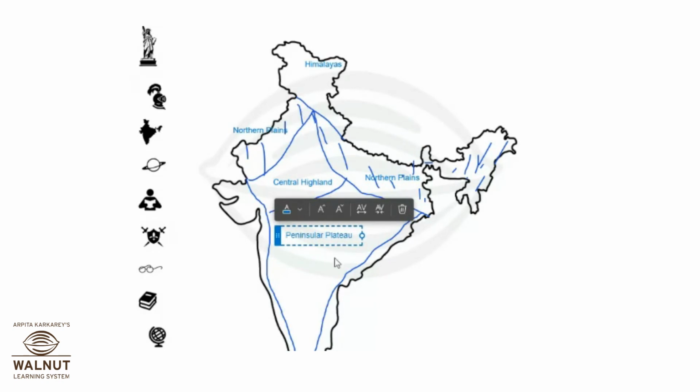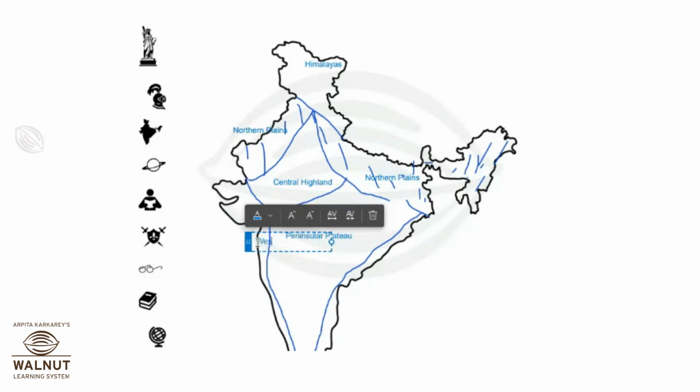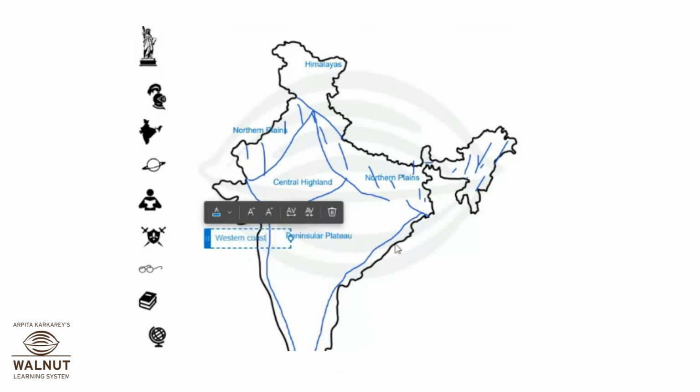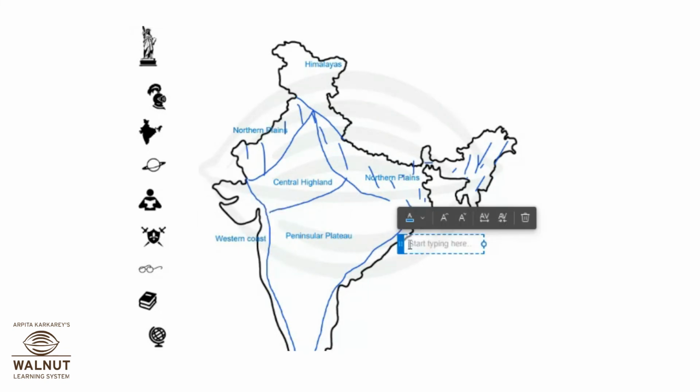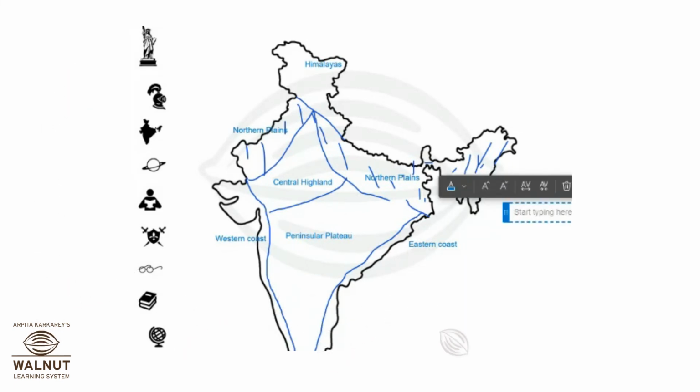It lies in the Deccan Plateau. Then this part here is the western coast, and this here is the eastern coast. Have you all labeled? Yes. Is it done? So this part is the eastern coast, this part is the western coast, and the rest I've written the names. Done? Can we move to the next question?